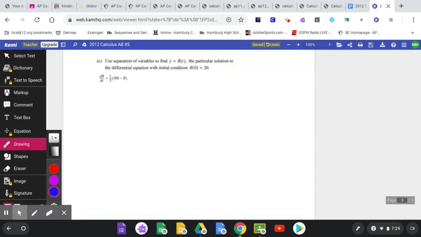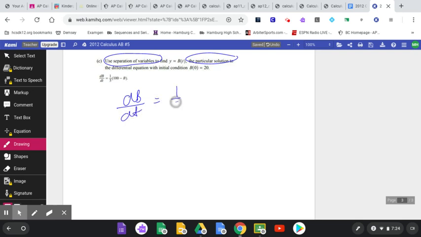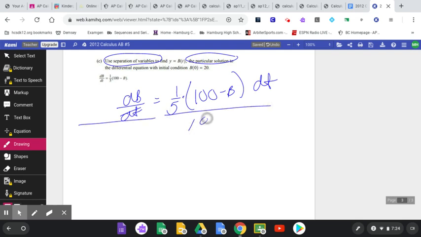Okay, part C. Again, I think we're pretty good at this. Use separation of variables to solve for the particular solution given that initial condition. So dB/dt is equal to 1/5 times 100 minus b. I'm going to cross multiply to bring that dt over, and then I'm going to divide. I'm not going to bring all of it over. I'm going to leave that coefficient, kind of like I did in the problem the other day. I'm just going to divide by the 100 minus b. So as I clean this up, I have dB over 100 minus b equals 1/5 dt.